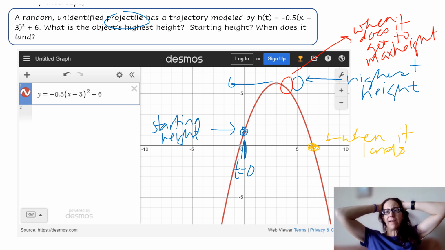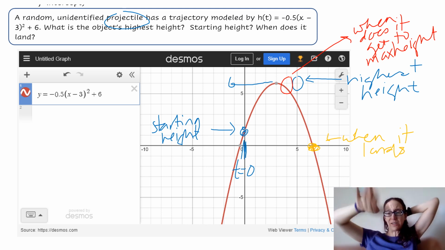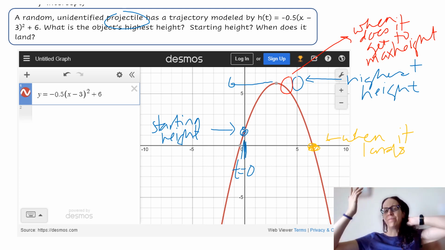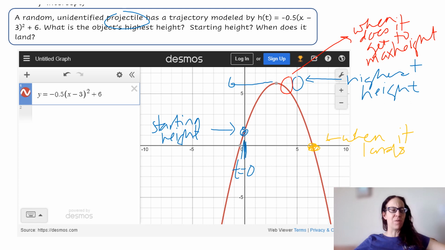You know, when it hits the highest point, what is the highest point? If for some reason it's a U shape, it could be something like a bridge that's sagging or something like that. Like, what is the minimum? When does it get to the minimum? When does it land? That's going to be literally when it looks like it's hitting the x-intercept, because the height is 0, and so forth.